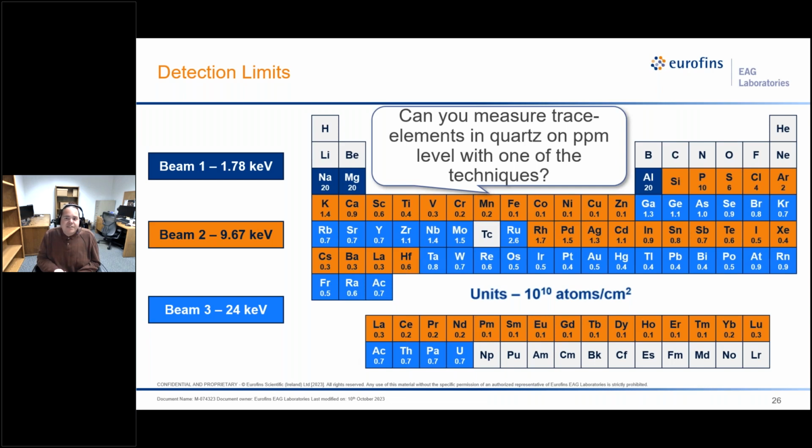There's also a question asking if trace elements in quartz were detectable at ppm level, which is a little challenging to translate to areal density. But if we make some assumptions, then 1 ppm is about 2.5E10 atoms per centimeter squared. So depending on the element, there's a good chance that TXRF would be able to measure the sample.